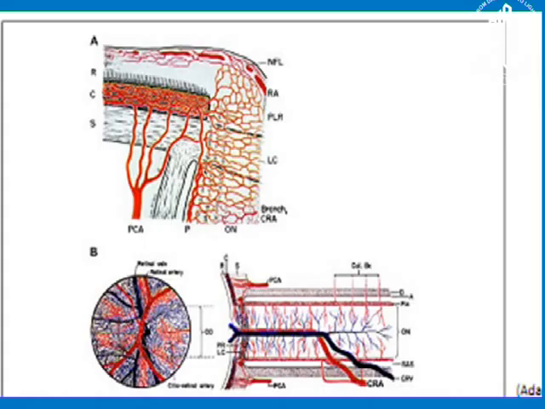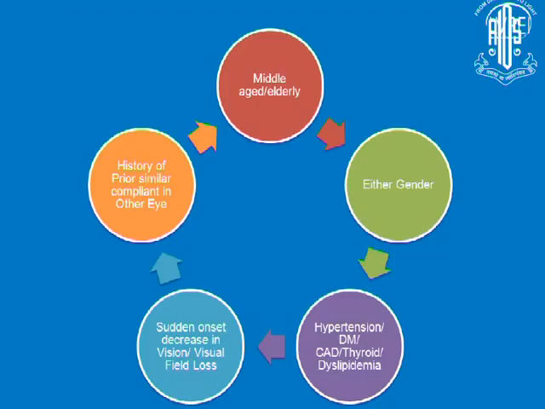In these cases, it is basically the occlusion of the posterior ciliary arteries that leads to the ischemia. It leads to a block in axoplasmic flow and thus a swelling of the optic nerve head. As I said, it's more common in middle-aged and elderly people. There is no gender predilection here, but usually there are some risk factors, and sometimes a patient may not know it. But on your examination, if you send these patients for BP checkup, blood sugar checkup, coronary artery profile checkup, you may be able to pick up these risk factors. And usually there is a sudden onset decrease in vision, and sometimes observant patients may say there is a sudden onset visual loss. There may sometimes be a history of a prior similar complaint in the other eye.